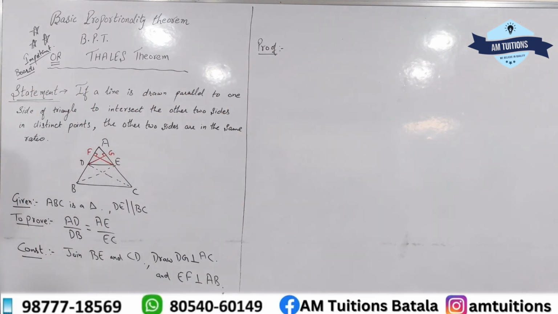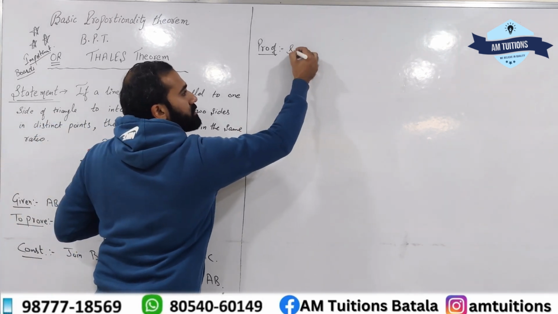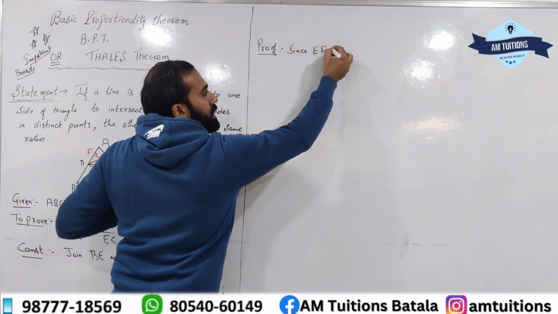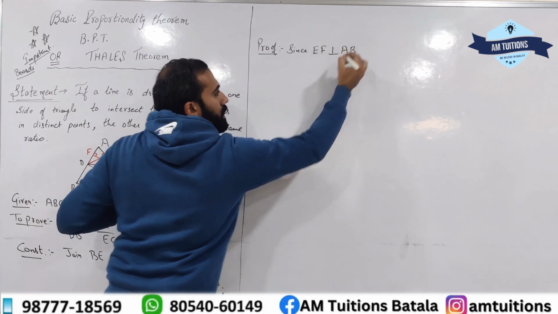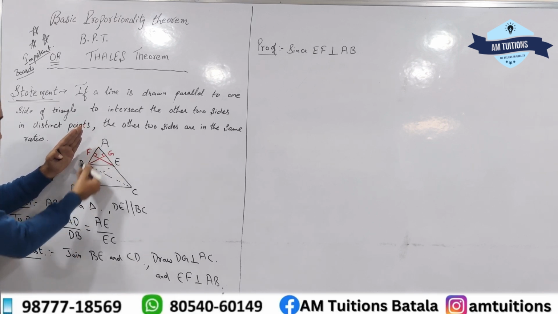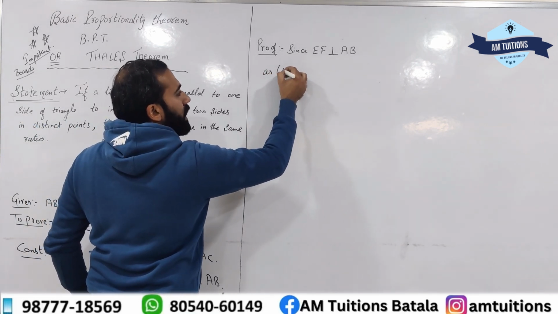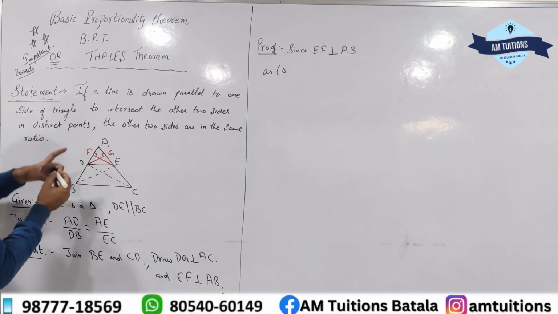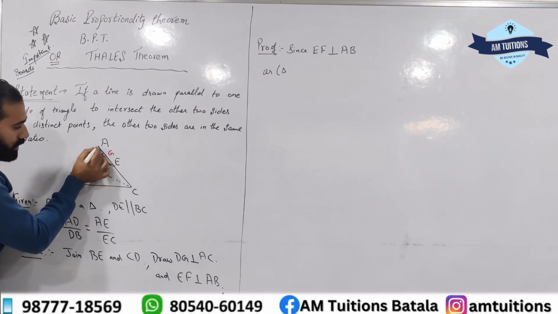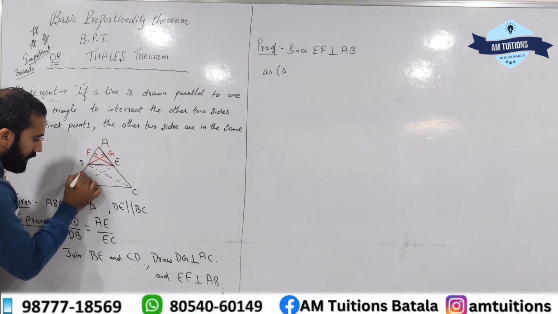Now you will have to prove. Okay, so the proof will be there. First of all, you will write EF is perpendicular to AB. So since EF is the perpendicular to side or base AB, you will find the area of the triangle. You will take these two triangles. First is this triangle AED, and another is this triangle DBE.